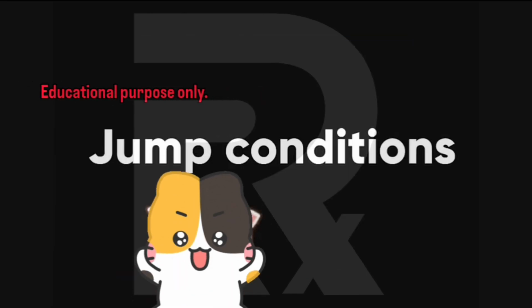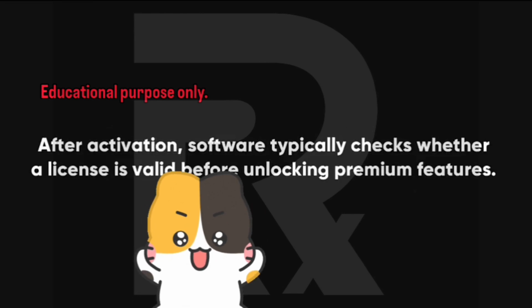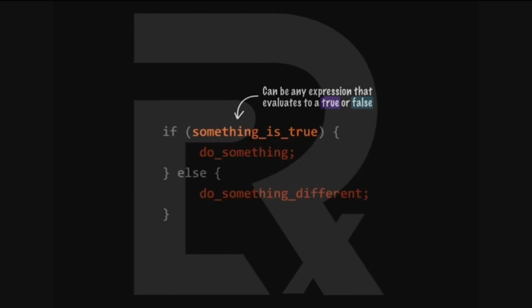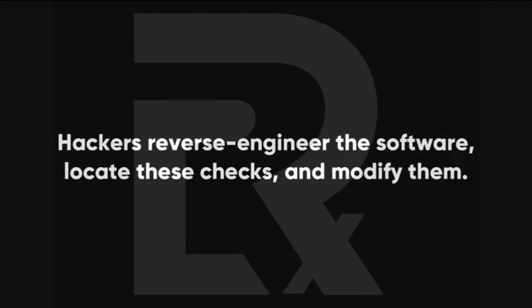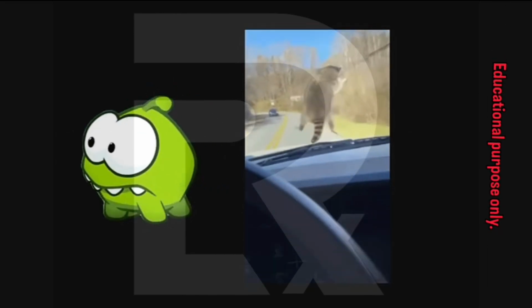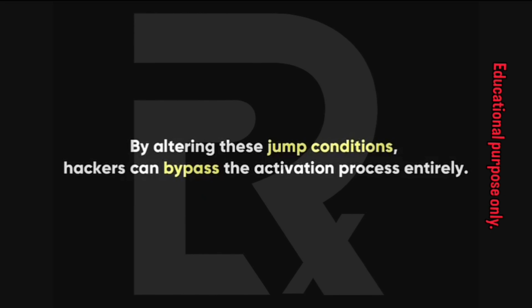Another common approach is manipulating jump conditions. After activation, software typically checks whether a license is valid before unlocking premium features. This is done through conditional checks in the code. Hackers reverse engineer the software, locate these checks, and modify them. Instead of verifying the license, the code simply jumps to the part where features are unlocked. By altering these jump conditions, hackers can bypass the activation process entirely.